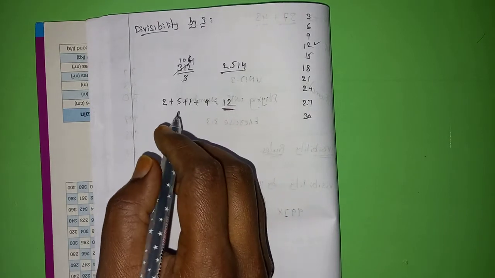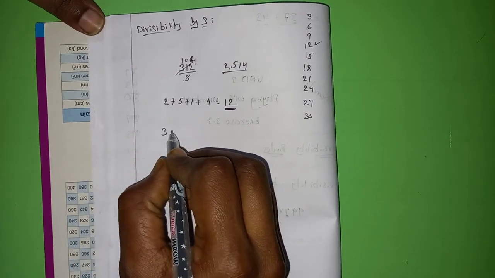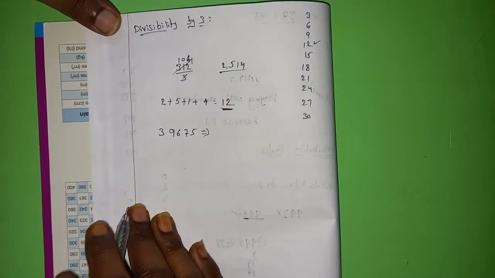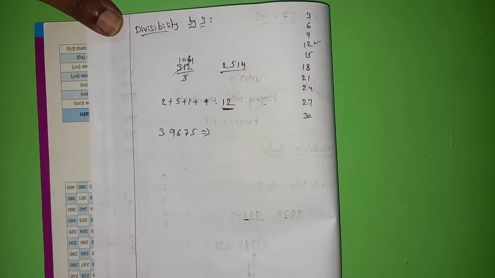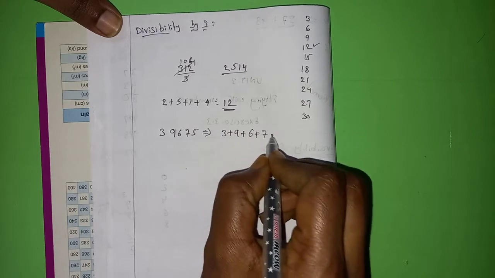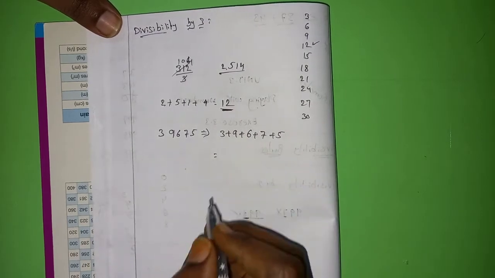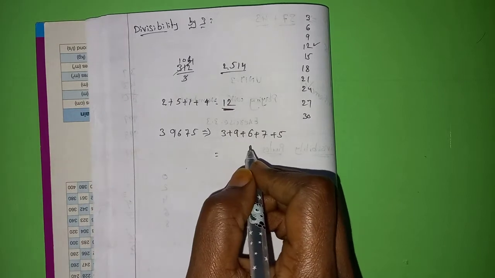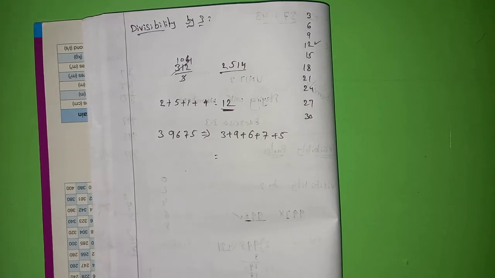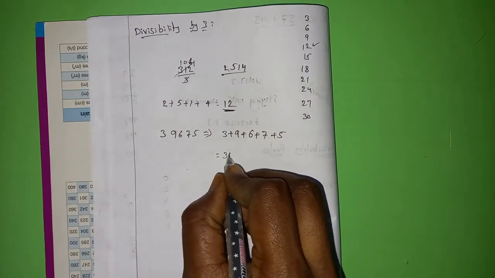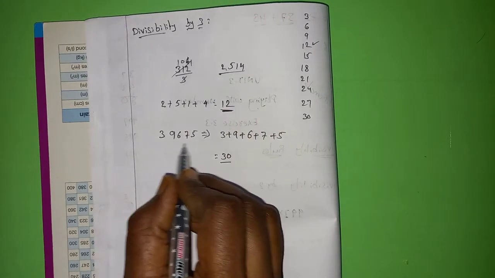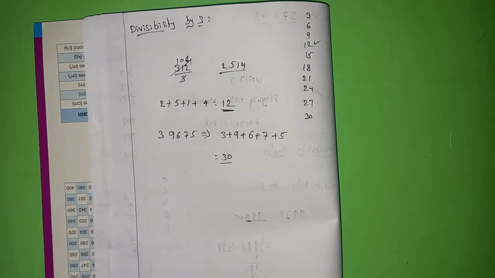Understand? One more example. 39,675. Whether this number is divisible by 3 or not. Let us calculate again. 3 plus 9 plus 6 plus 7 plus 5. 3 plus 9 is 12. 12 plus 6 is 18. 18 plus 7 is 25. 25 plus 5 is 30. Is 30 divisible by 3 or not? Of course. So this number is also divisible by 3.